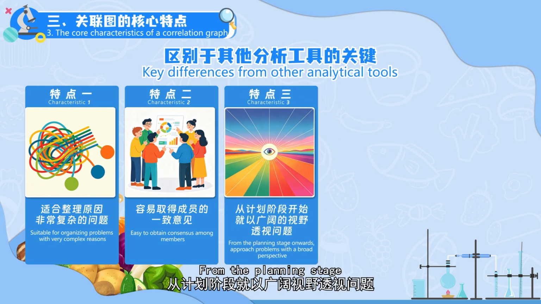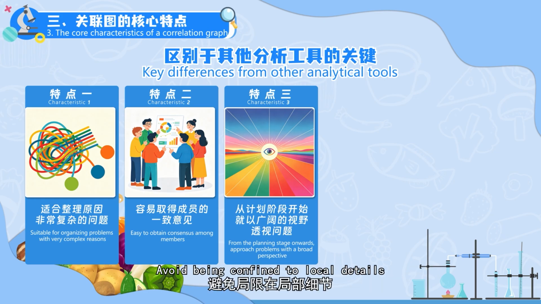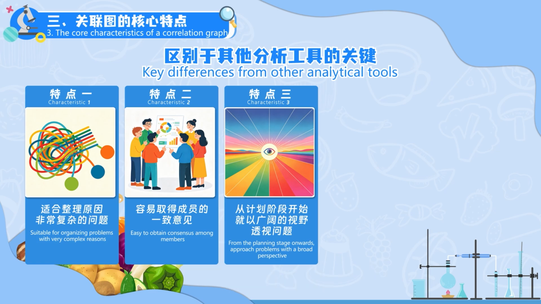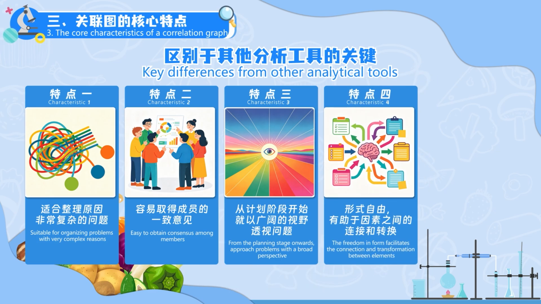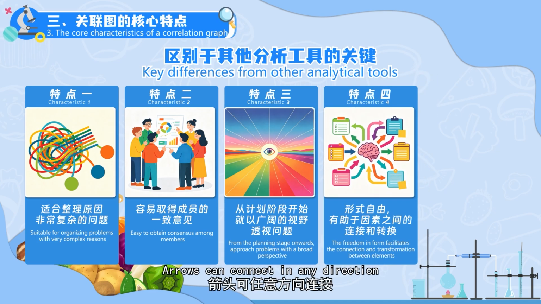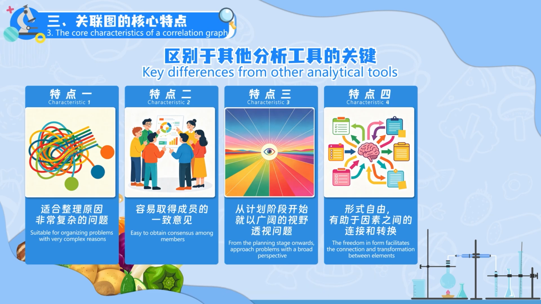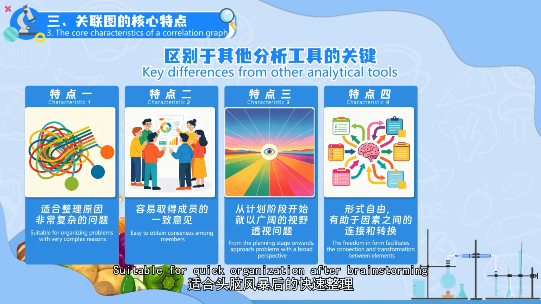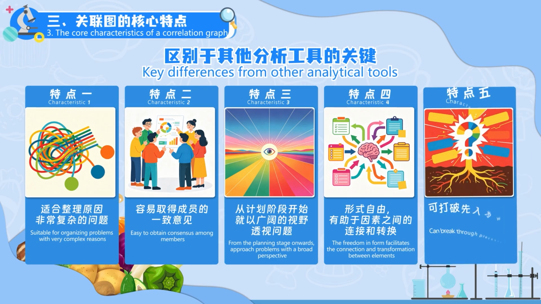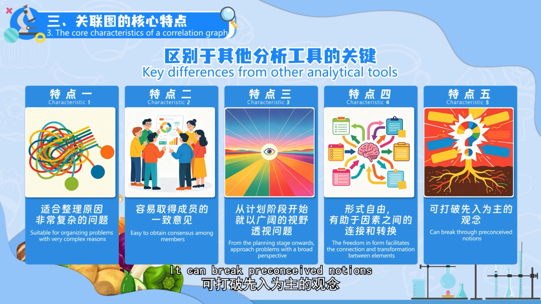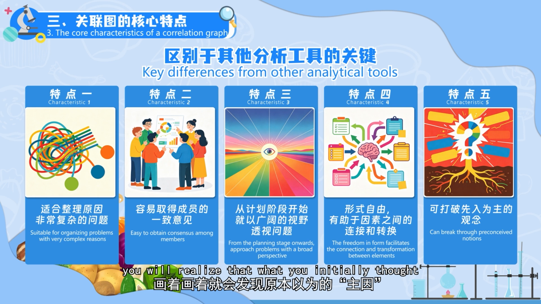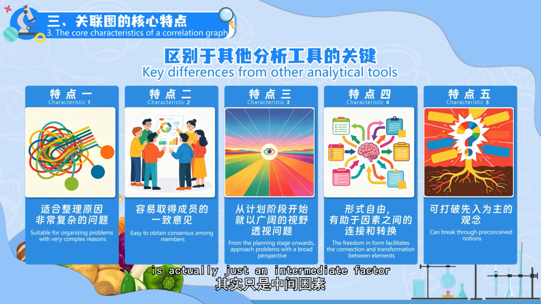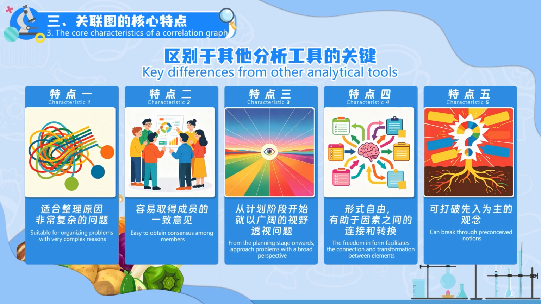Third, from the planning stage, we should approach the problem with a broad perspective. Avoid being confined to local details. Fourth, the form is free. There is no fixed template. Arrows can connect in any direction. Suitable for quick organization after brainstorming. Fifth, it can break preconceived notions. As you continue to paint, you will realize that what you initially thought was the primary cause is actually just an intermediate factor. The true root lies elsewhere.